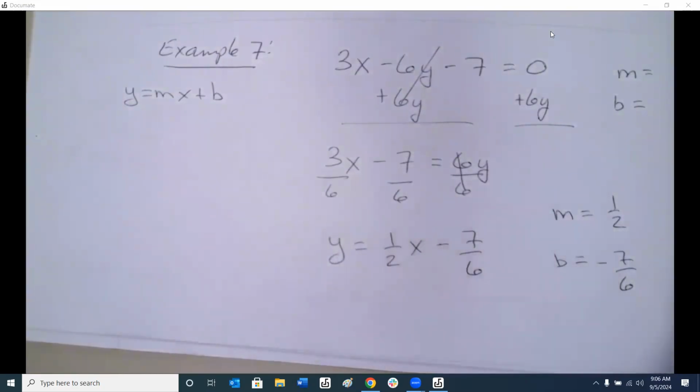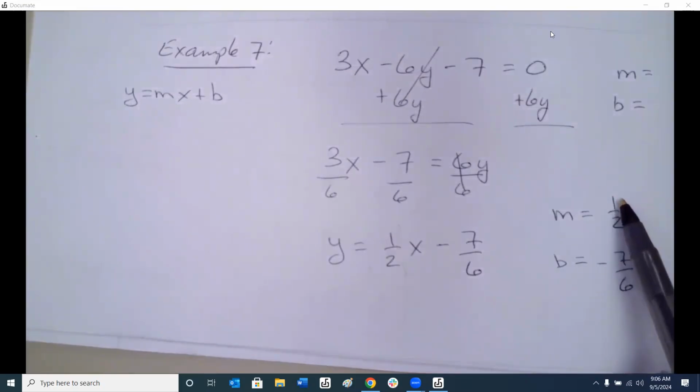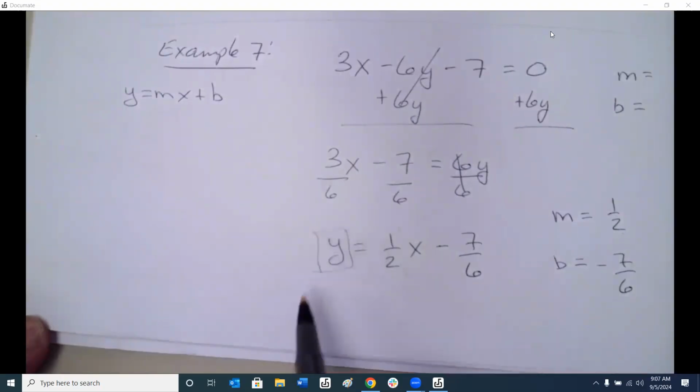Remember, always try to leave, if it's given to you in fractions, leave the slope in fractions, because 0.5 wouldn't tell me anything. What this one tells me is I go up 1/2. So fractions are more descriptive to me. So yeah, y has to be by itself first before you start giving those answers.